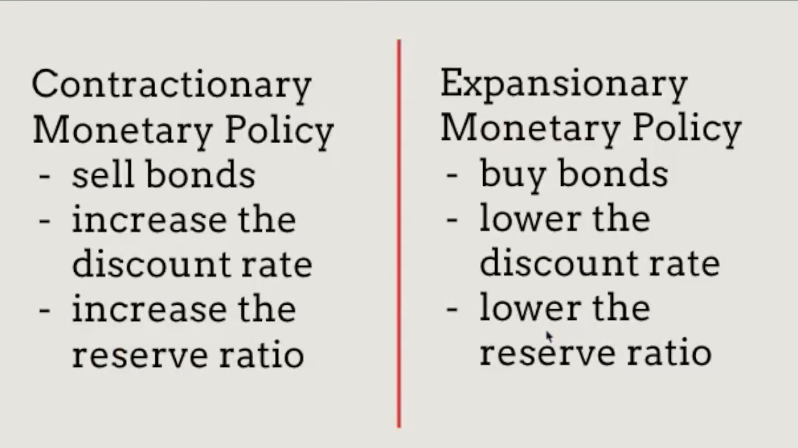Contractionary monetary policy is going to slow down the economy. It is going to increase unemployment to combat inflation. Expansionary is going to do the opposite. It is going to cause inflation and less unemployment. When we talk about contractionary monetary policy, we're talking about selling bonds, increasing the discount rate, and increasing the reserve ratio. And when we talk about expansionary monetary policy, we're talking about the opposite.